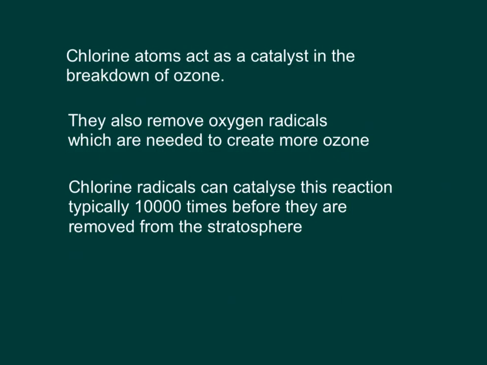Chlorine radicals can catalyse this reaction typically 10,000 times before they're removed from the stratosphere. To be removed, they may diffuse away, or they may react with other species, which stops them from being radicals. They have had a devastating effect to the extent that when levels of ozone were originally measured, scientists actually ignored the problem because they were so low, they assumed that there was a mistake in the instruments, that they couldn't possibly have changed that dramatically.